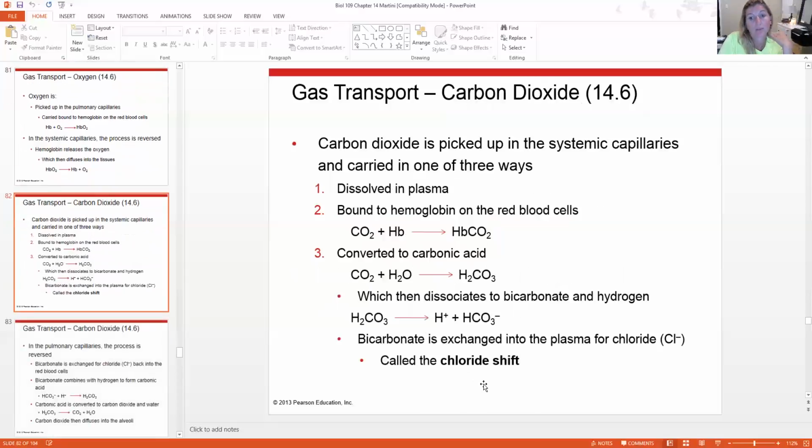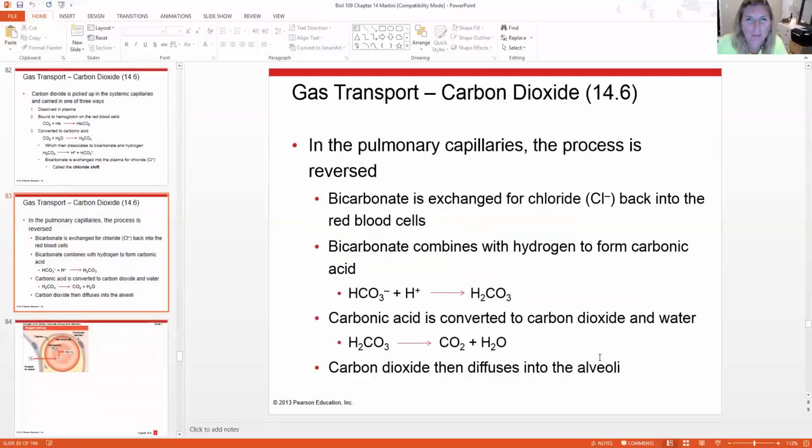Carbon dioxide is picked up in the systemic capillaries and then it's carried in the blood in one of three ways. It can be dissolved in the blood plasma, it can be bound to hemoglobin, it's called carbamine hemoglobin, or it can be converted into carbonic acid, which is when carbon dioxide and water interact to create carbonic acid. Carbonic acid is going to dissociate into a bicarbonate ion and a hydrogen ion. The bicarbonate is exchanged in the plasma for a chloride ion, and this is called a chloride shift.